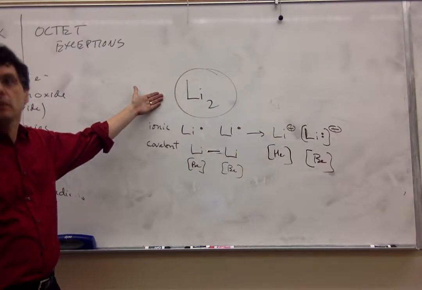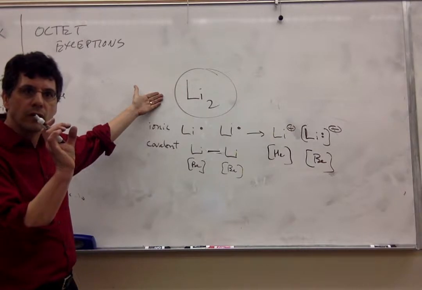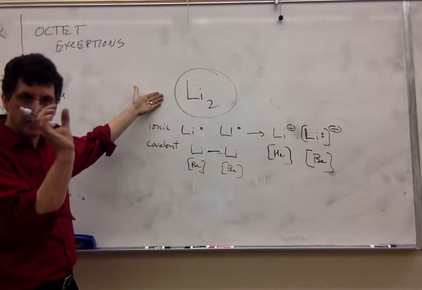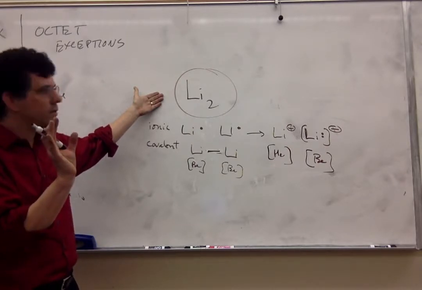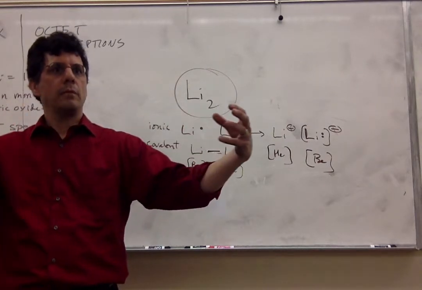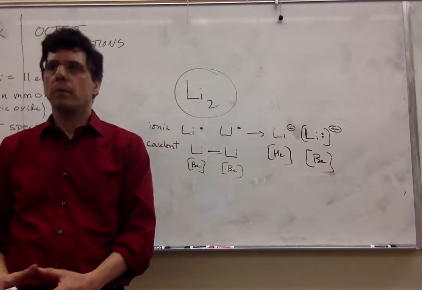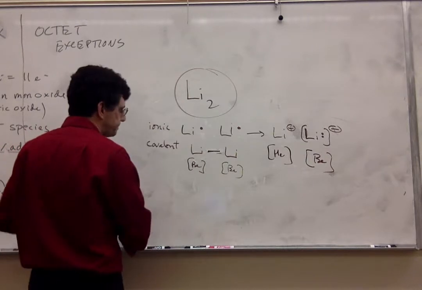Can you make Li2? It's possible to make it, in a very low vacuum laboratory condition, and provide energy to keep it just as a diatomic molecule like this. But otherwise, typically, how do we find lithium and other metals? They are clumps of atoms bonded together in another type of bonding, metallic bonding. So let's take a look at that.